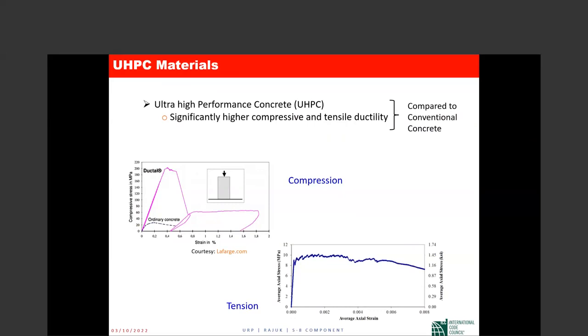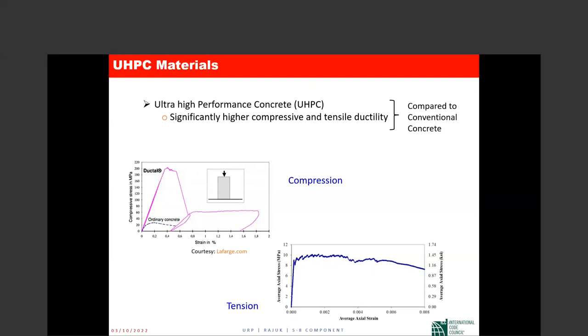You look at the stress strain diagram under compression on the left side, and notice that the compressive strength is about 200 megapascal, okay? 200 megapascal compared to, for a good concrete, about 35, 40 megapascal. So this one is much stronger than ordinary concrete, as you can see.